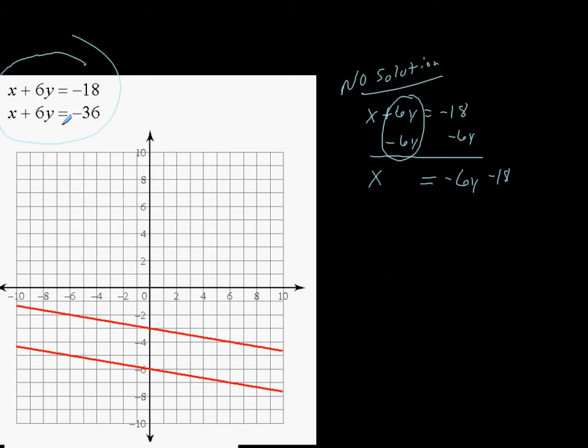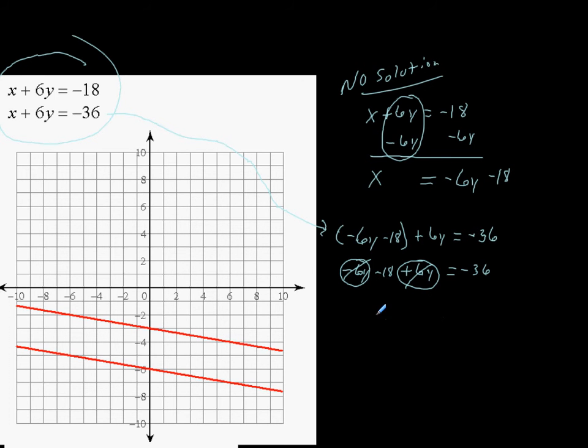Now let's take the value of x and substitute it in place of x in the other equation. Thus the substitution method. So you would have parentheses, negative 6y minus 18, which is where the x would be, plus 6y equals negative 36. I took this equation and rewrote it, except I replaced the x with the value of x. Let's drop the parentheses: negative 6y minus 18 plus 6y equals negative 36. Notice my negative 6y and my positive 6y cancel out because one's negative, one's positive, leaving me with negative 18 equal to negative 36.